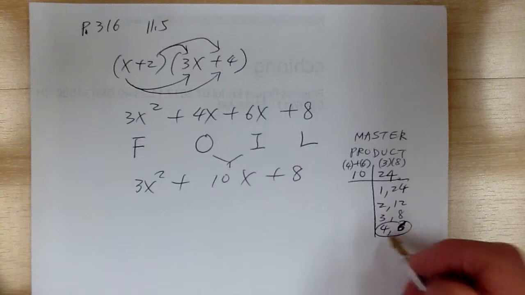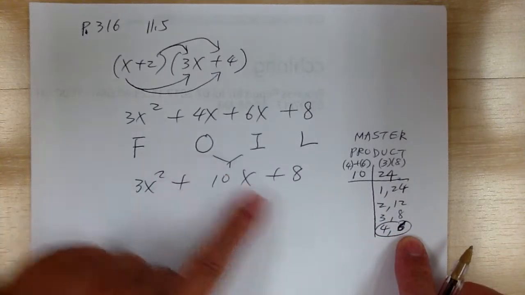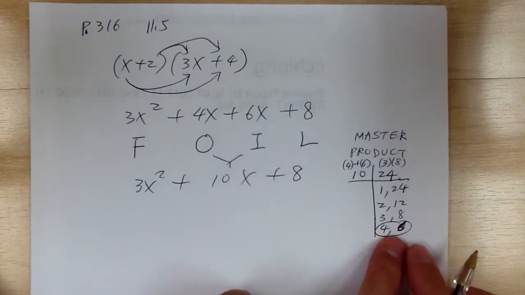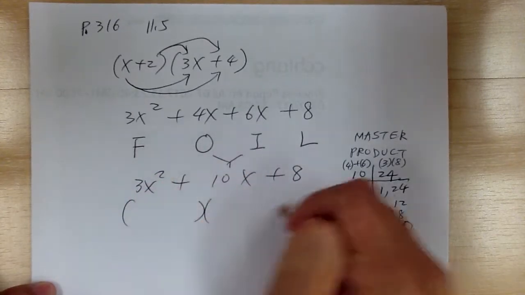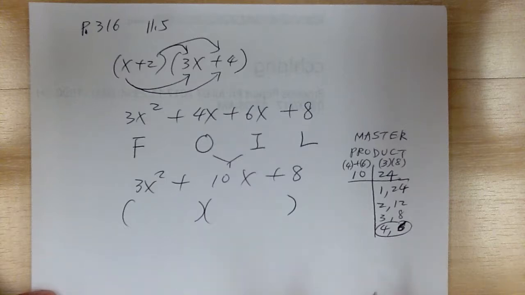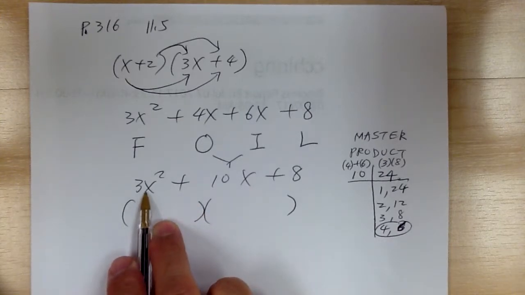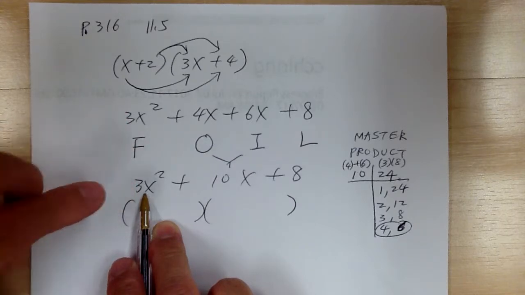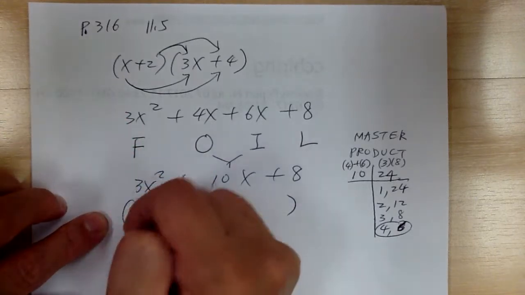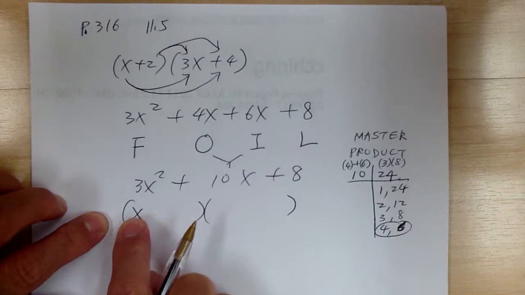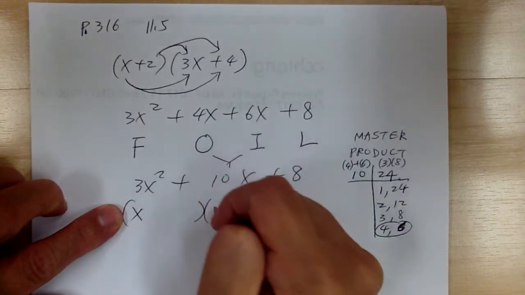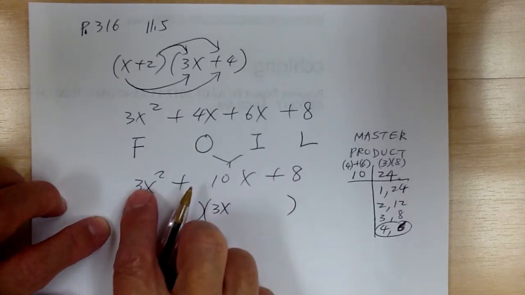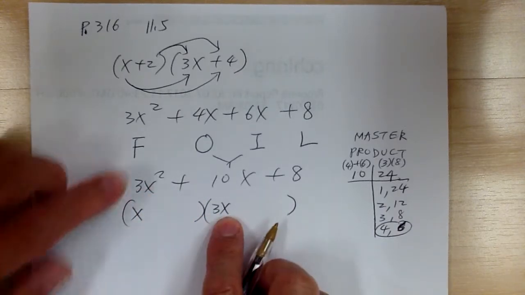But now you have to figure out which of these is O, because remember the 10 came from O and I, but you don't know which is O and which is I. So this is what you're going to do. You get two sets of parentheses, right? First you have to undo the F. The F came from multiplying the first two terms, right? So let's put the lowest over here and the highest over here. So x times 3x gives you 3x squared, right? So you undo the F, right?